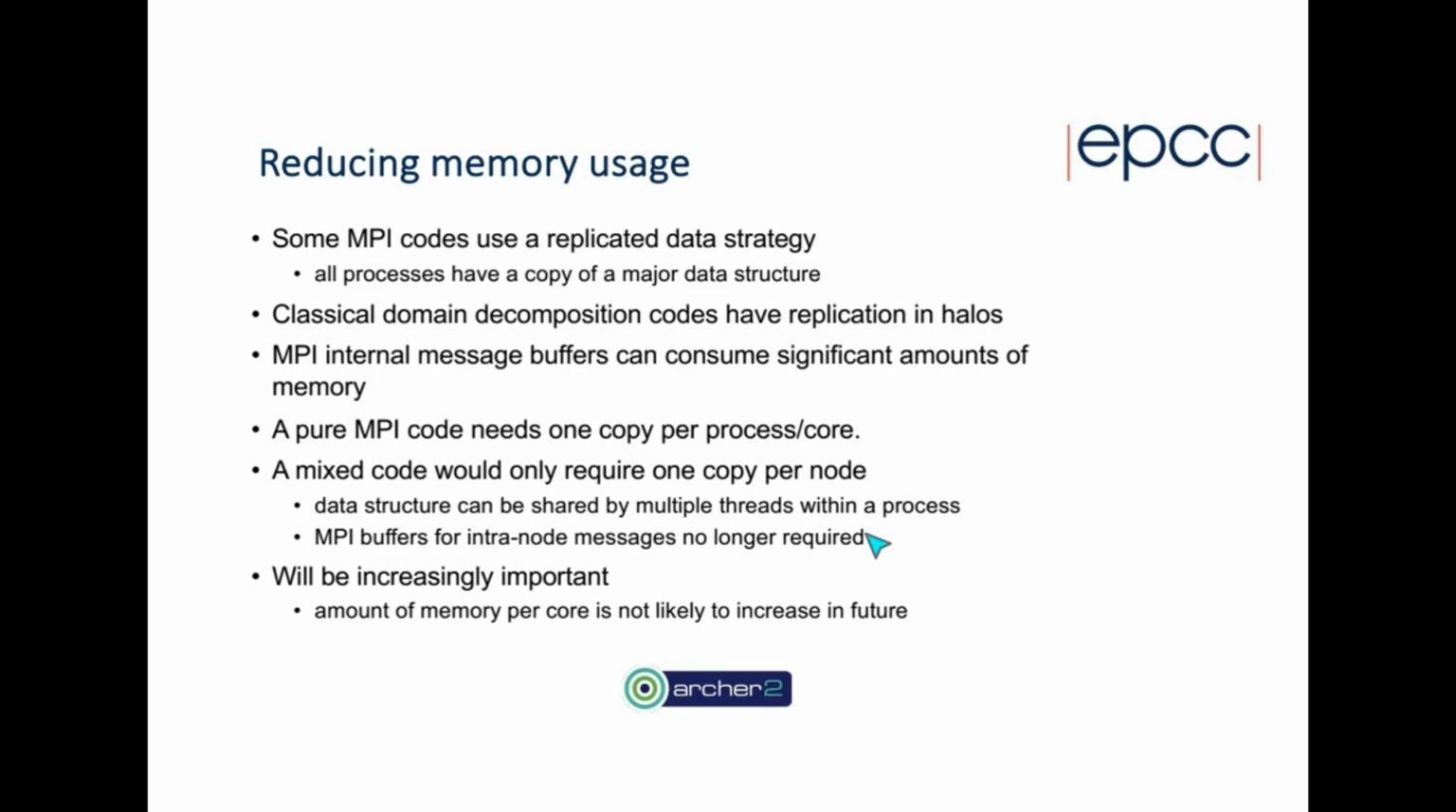This may also help to reduce the amount of internal memory consumption by MPI as well, because it can get away with fewer buffers if messages are being sent via shared memory inside the node. They still probably need some buffers, but you can end up with one shared copy rather than one copy for every process and so on. So it can actually reduce MPI's internal memory consumption as well.